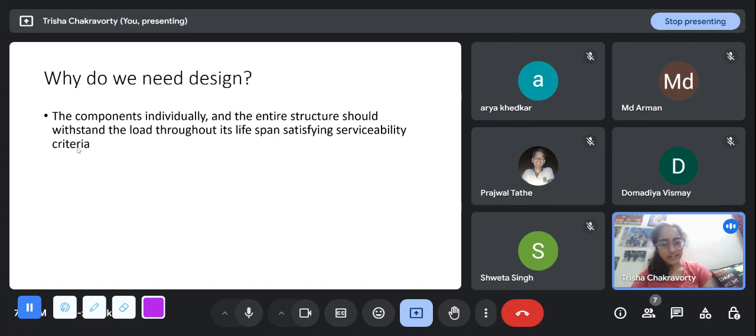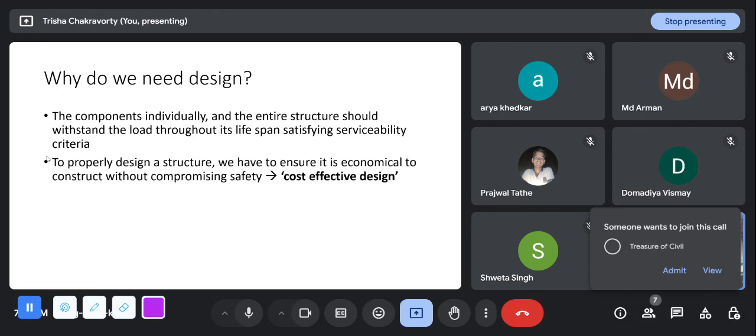So that also has to be satisfied. It is possible that a beam does not fail, does not actually break down, but it deflects so much that it is not serving the purpose. That is called failure in serviceability criteria. So for design, we have to make sure that both the collapse criteria and the serviceability criteria are satisfied to fully design a structure.